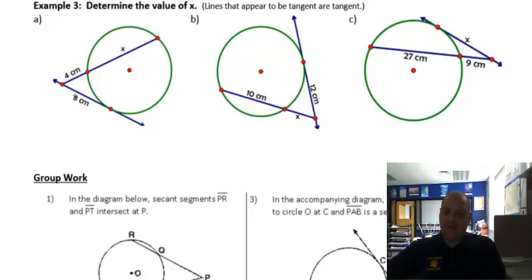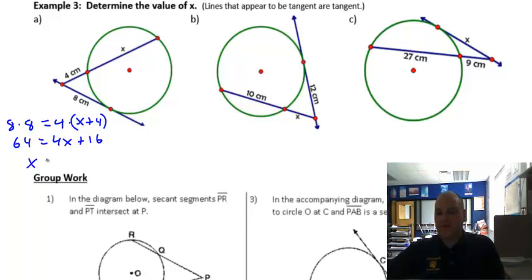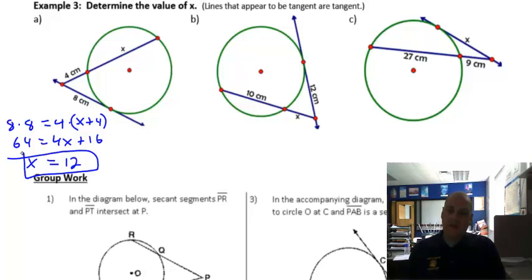Outside times whole, 8 times 8. 8 times 8 equals 4 times the whole thing, which is x plus 4. You got to make sure that goes in parentheses because then you got to distribute. So this is 64 equals 4x plus 16. And then subtract 16 and divide by 4. It ends up being 12. So this piece here is 12, and then the whole piece is 16.